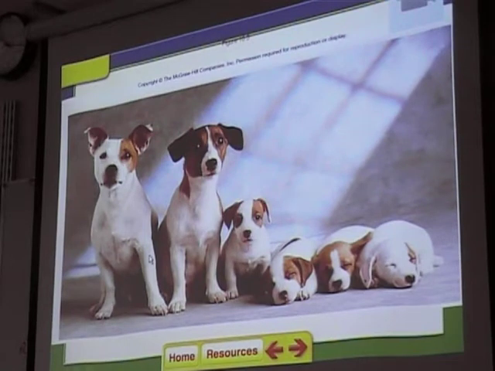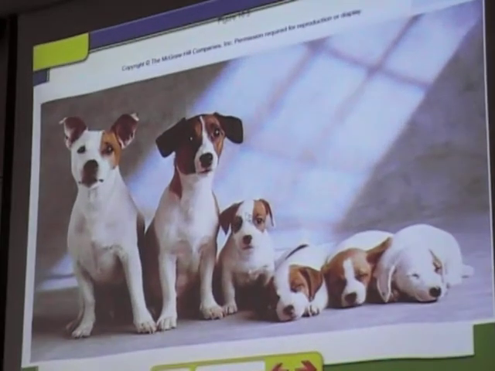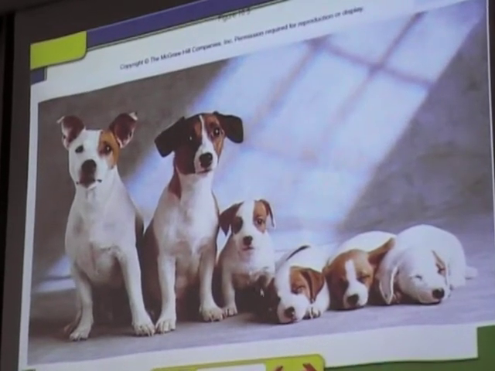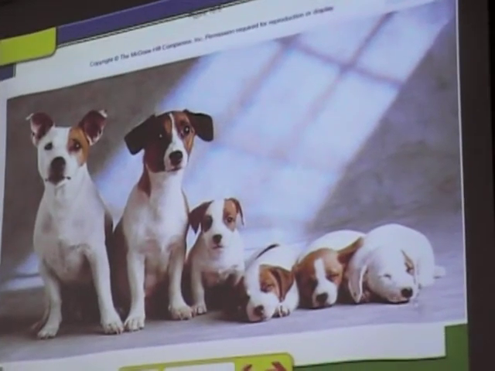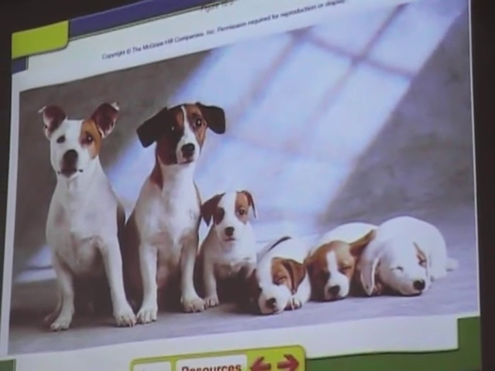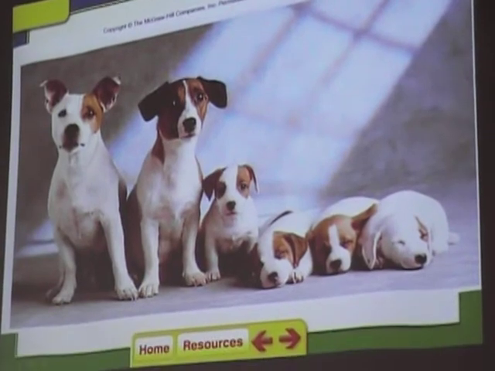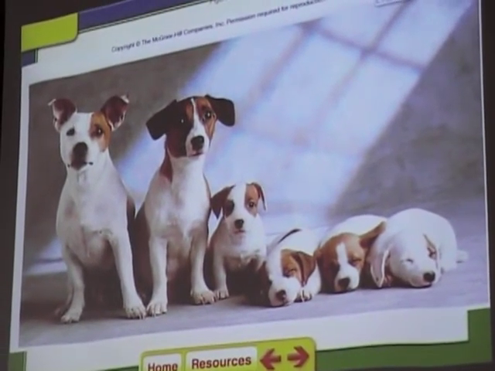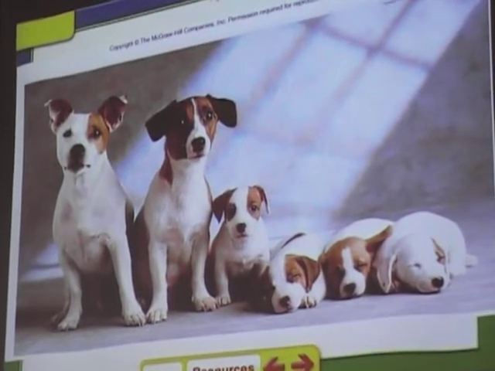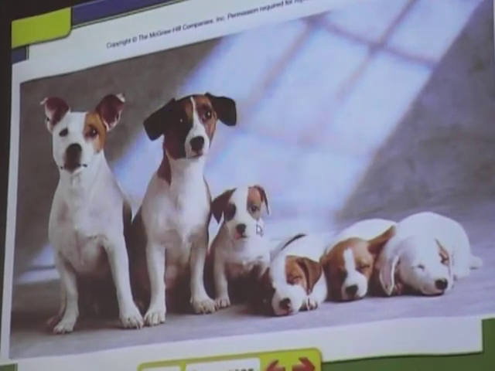So they all look different. Look at the puppies. See how all the puppies look different a little bit? If you look close enough, there's differences in all of them, and they look different from the parents. This is a little video showing you why variation is important. Pay attention to this. This is funny.